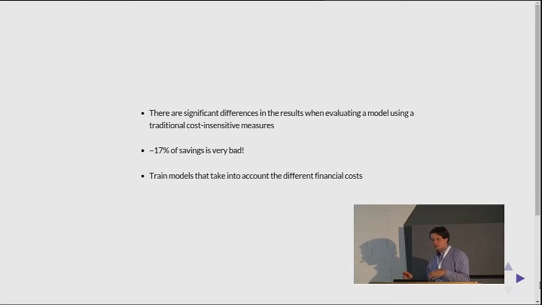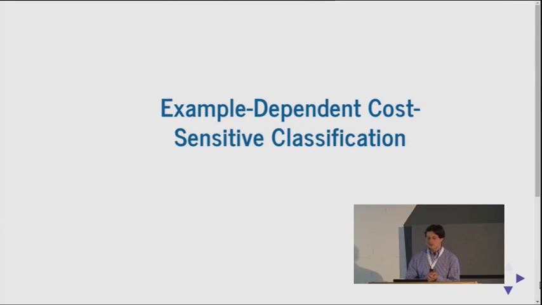But the other thing is that you may say, okay, you are doing an unfair comparison. You are using models that are trained, in a very simplistic way, to minimize the misclassification, and you are going to evaluate those models with a financial measure that was not introduced at any point during the training. So one way to deal with that is by using what I call example-dependent cost-sensitive classification.